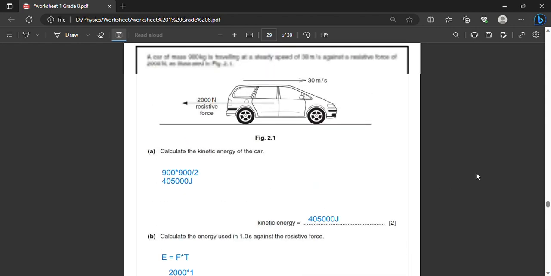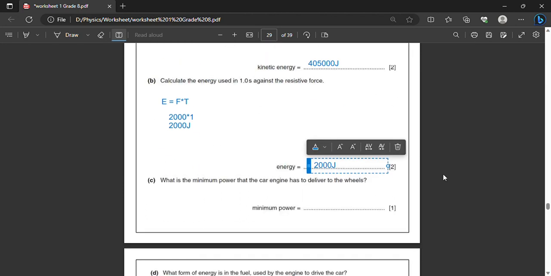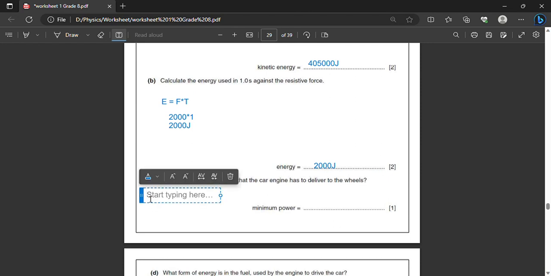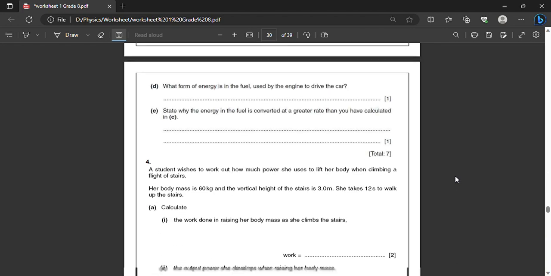because they said here the car is having a resistive force of 2000 newtons. So using that you'll calculate the resistive force. Now, asking for a minimum power, that's basically asking to calculate the value of power. So power, you all know by now, is energy divided by time. So 2000 by 1, you'll get 2000 watts. But please don't forget to add the units, because it's very important. 2000 watts.